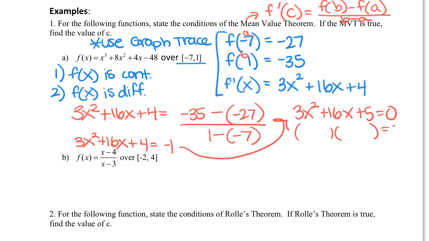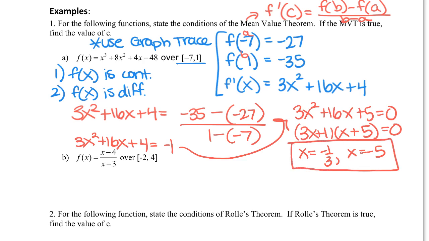Factor this. So I know I'm going to start with 3x and x. The only things that multiply to 5 are 1 and 5. They're both positive. So my two solutions are x is -1/3 and x is -5. So what are those two values? Those are the two values of c where the tangent line will be the same as the slope of the secant line. So that's complete. All right, so now let's take a look at letter B.